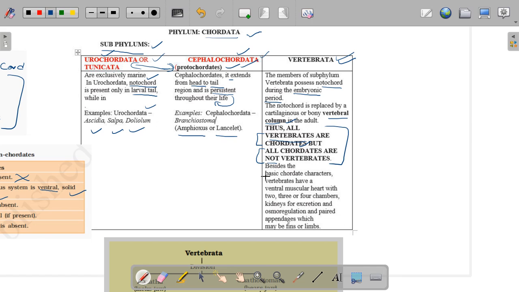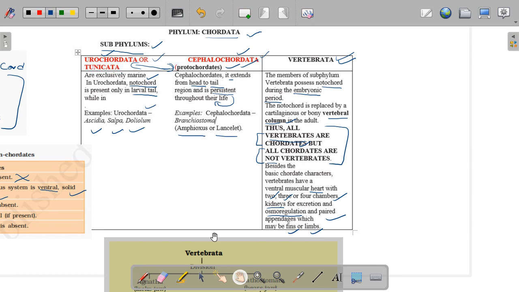Besides the basic chordate characters, vertebrates have a ventral muscular heart. Either it can be 2-chambered or 3-chambered or 4-chambered. They have kidneys for excretion. Just compare ourselves. We all belong to subphylum vertebrates. We all have these characteristic features. Excretion and osmoregulation. Osmoregulation means maintenance of fluid balance in the body. And we have paired appendages, meaning a pair of hands, a pair of legs, or fins if it is a fish, and limbs for higher organisms like us.